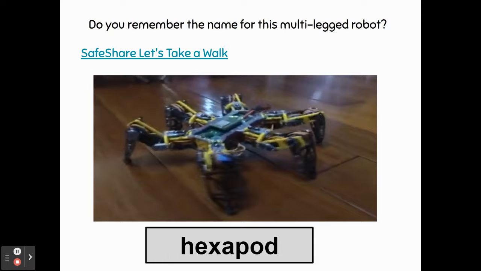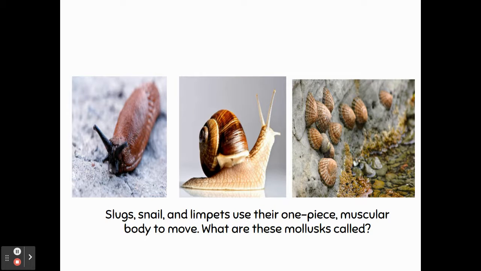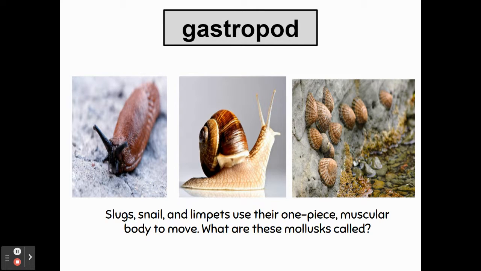All right, let's see. Slugs, snails, and limpets use their one-piece muscular body to move. What are these mollusks called? They use their one-piece muscular body to move, but their organs kind of all go together. It's not even a word that I would really use if I was describing these creatures, but they can also be called gastropods.